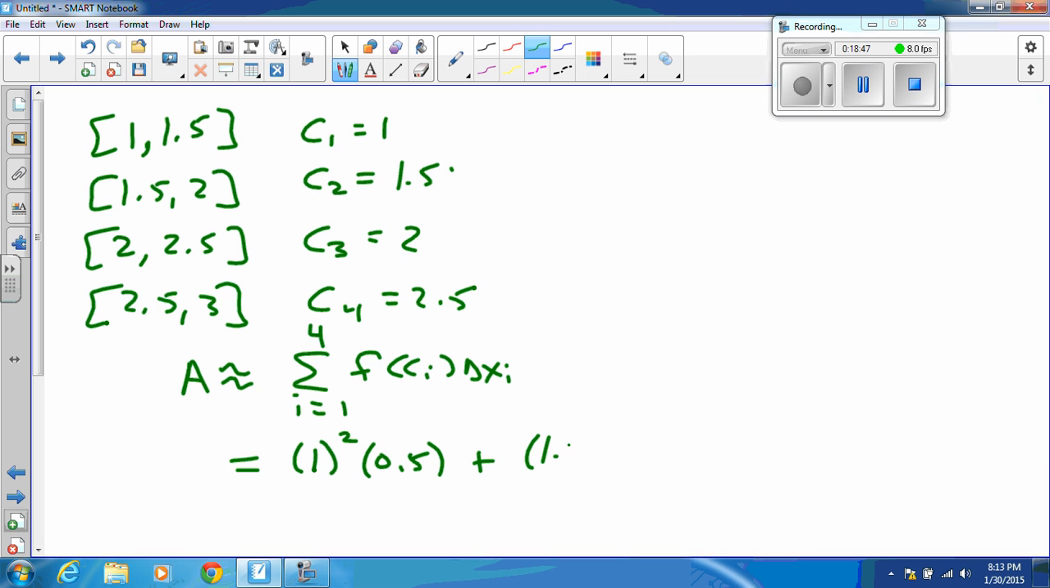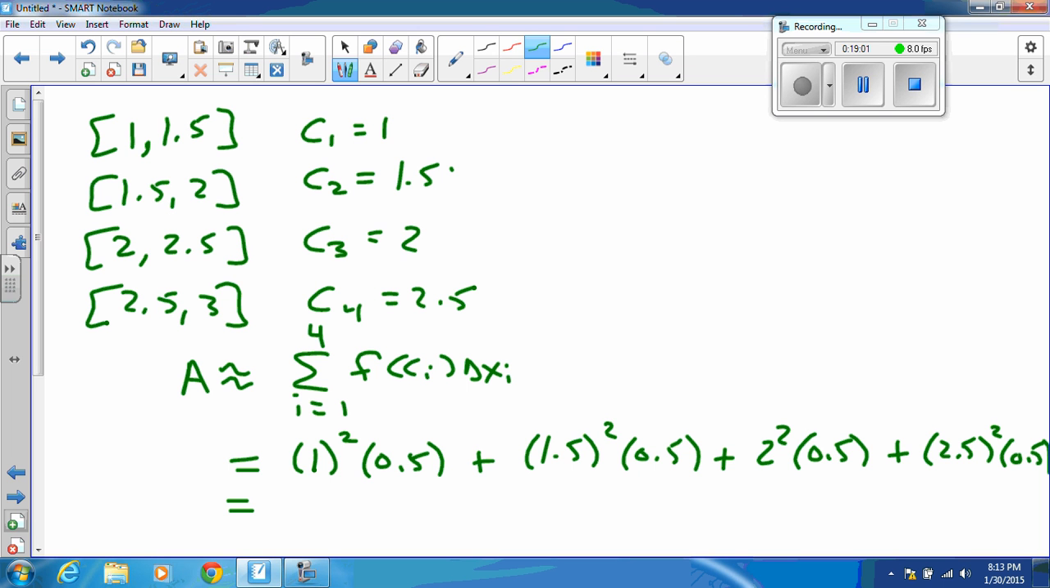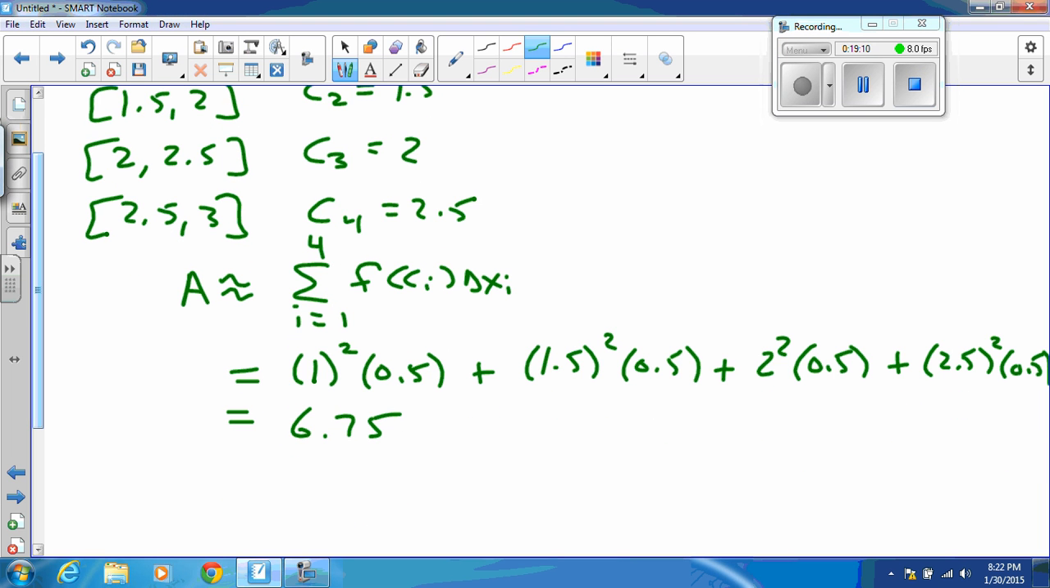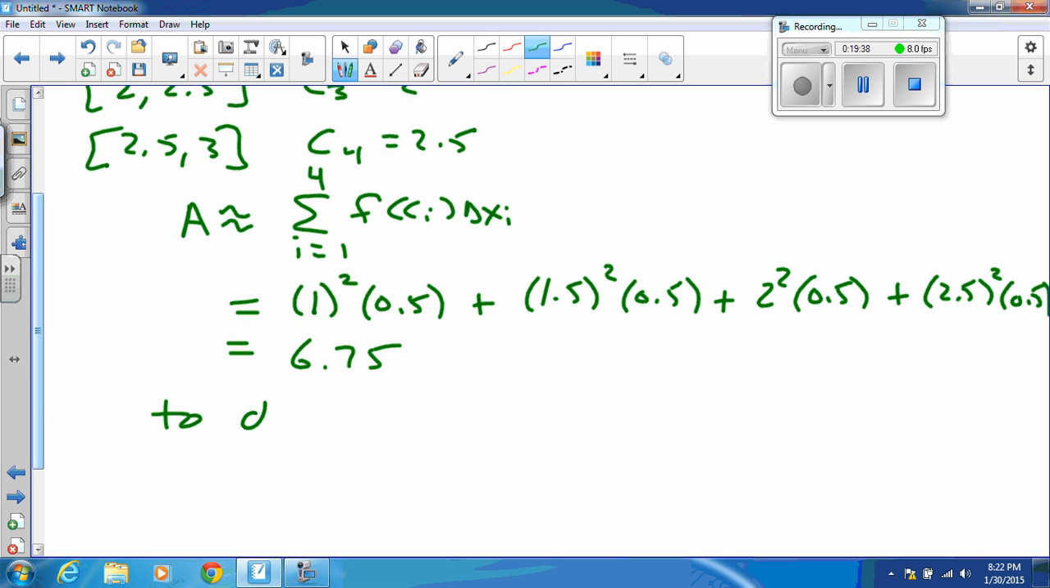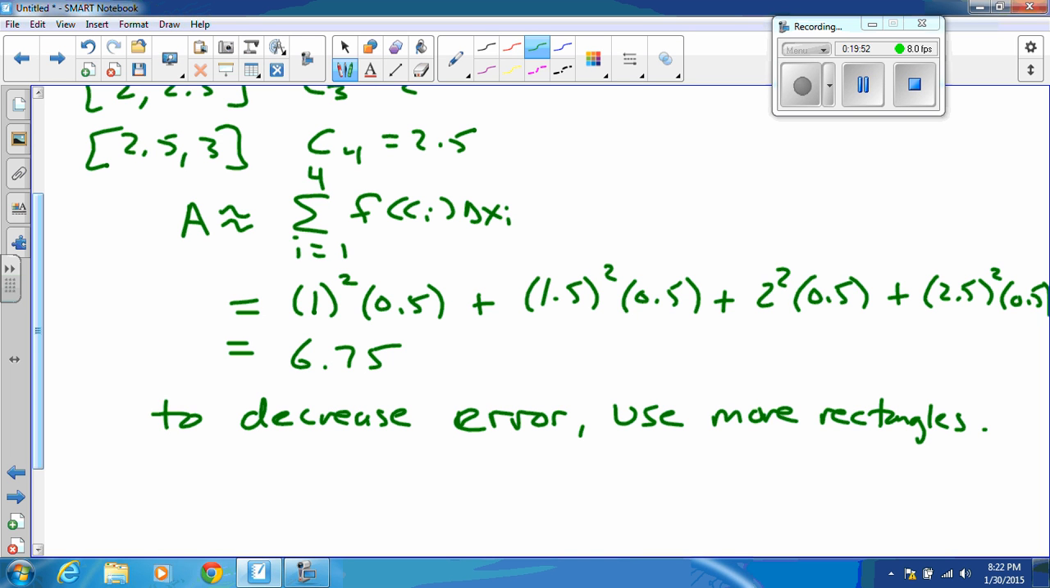And that's going to be 1 squared times 0.5 plus 1.5 squared times 0.5 plus 2 squared times 0.5 plus 2.5 squared times 0.5. And when you actually run the numbers, we get 6.75, which you can see is a whole lot less than our previous estimate from the squares, and a lot less than the previous Riemann sum that we did. So we wonder, how accurate are these Riemann sums anyway? Here, because we didn't want to do a whole lot of computations, I only chose 4 rectangles. But you can imagine that to decrease the error, we use more rectangles.